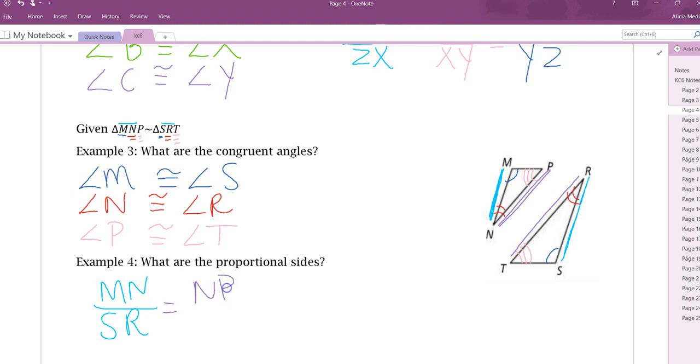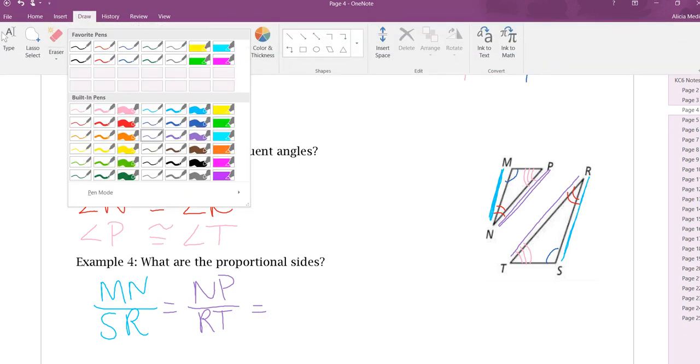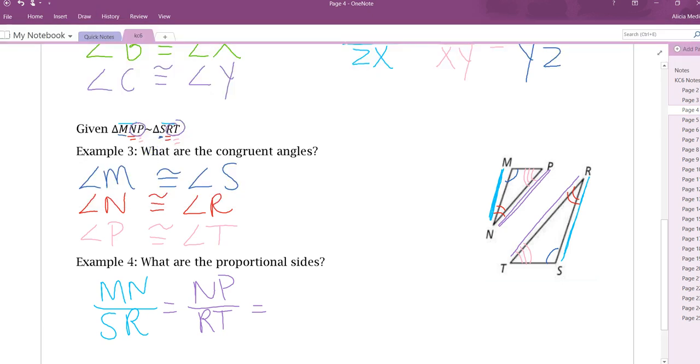So NP, and again, we see that NP is the last two, so it has to go with the last two in order. And that would be RT. Last side here, what's your brown? We can say PM. So PM would be equal to TS. All right, so PM, that would be the third to the first. So then I have to go from the third to the first. TS. You could also use the picture.